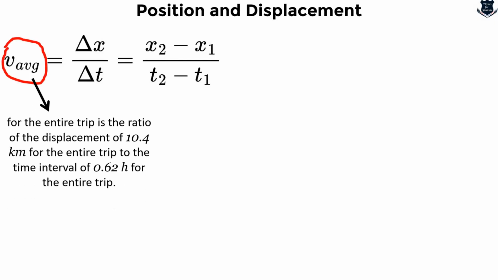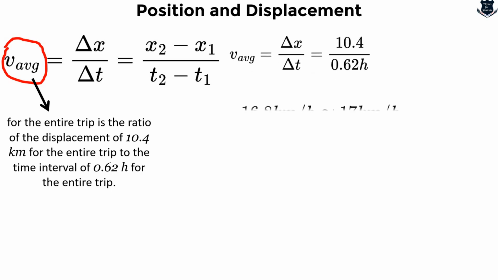So here we find v_average equals this divided by this, which gives an answer of 16.8, which is roughly 17 kilometers per hour.